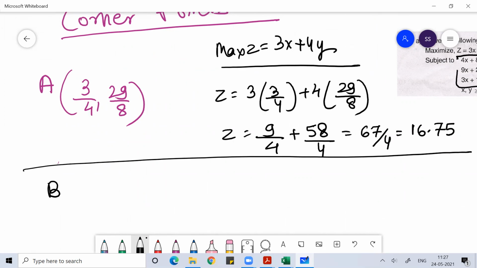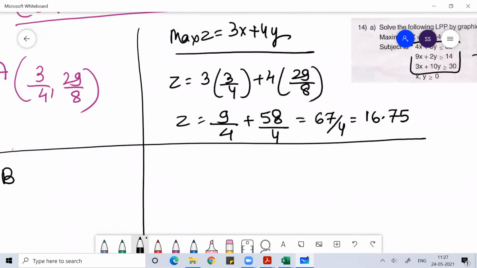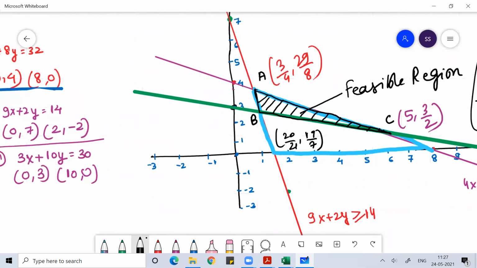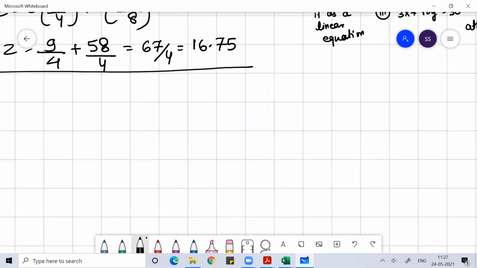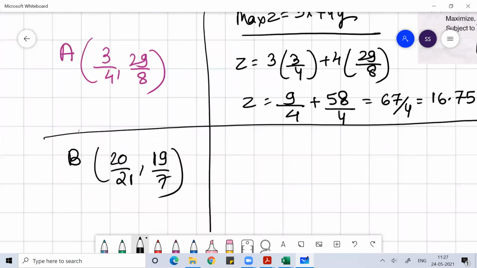Now I'll see the point B. What is the coordinate of point B? Coordinate of point B: 20 by 21, 19 by 7. Put that coordinate in this equation.